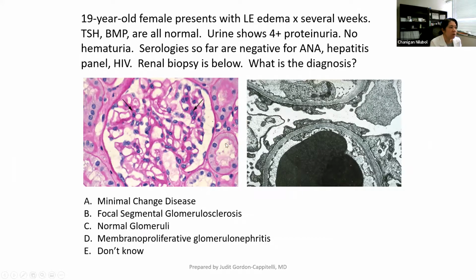Shown here is the electron microscopy. To help orient yourself, this is the RBC, this is the endothelial side, this is the basement membrane, and this is where the podocytes are supposed to be.